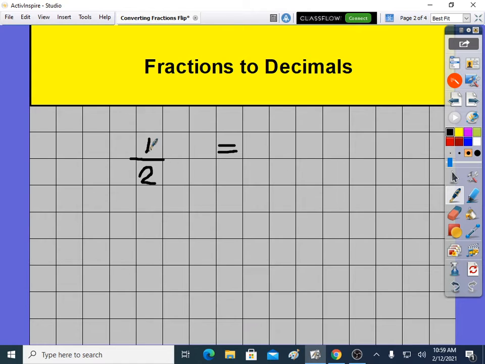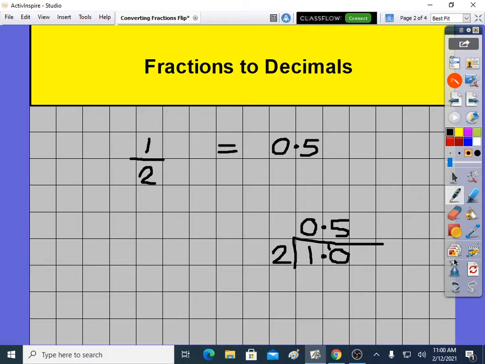Well, you do 1 divided by 2, because this line means divide. 1 divided by 2. Now this won't work, but it will work if you make it 1.0, which is the same as 1, or 1.00 if you need to. So I can do this bus stop. How many 2's in 1? 0, carried with 1. Line up the decimal point. How many 2's in 10? 2, 4, 6, 8, 10 is 5. Because 1/2 equals 0.5. So you can turn any fraction into a decimal by dividing it.